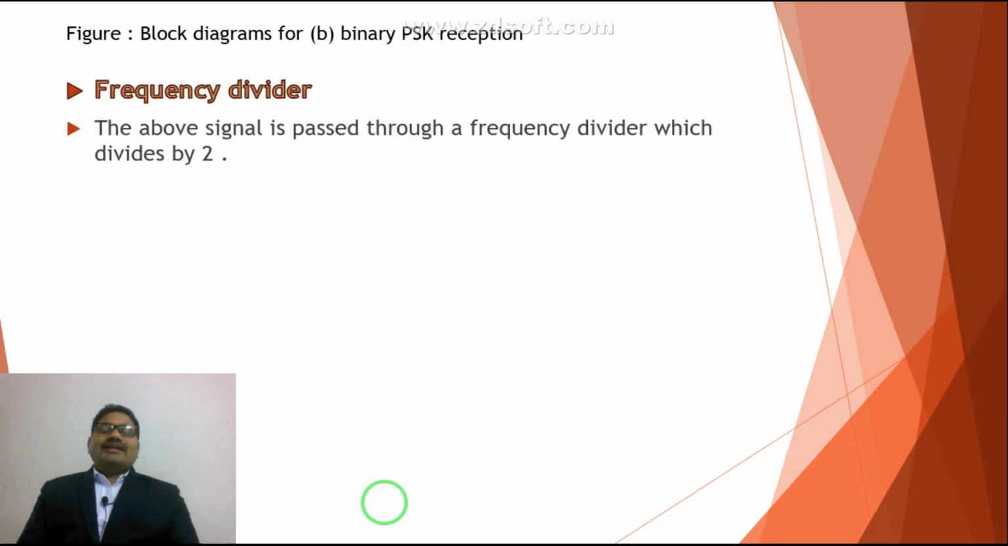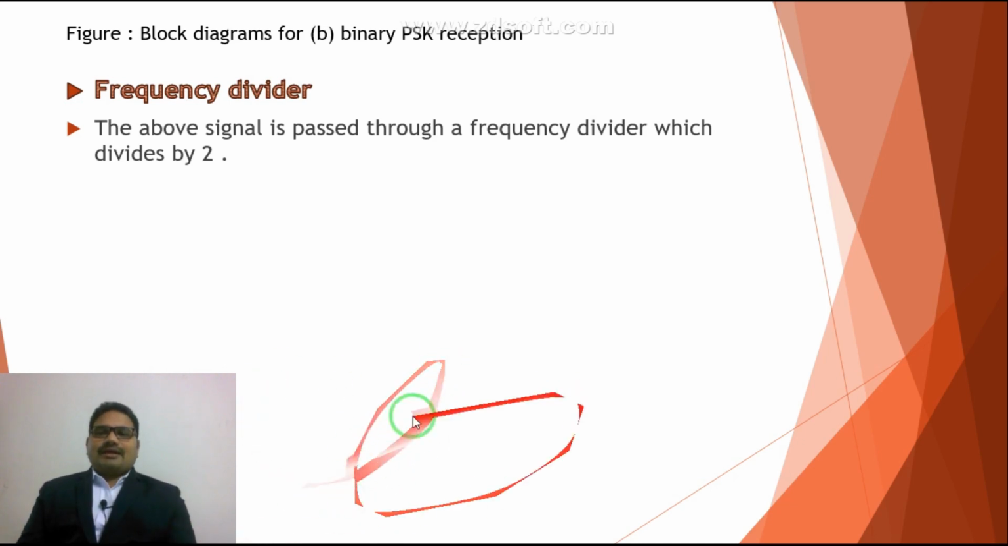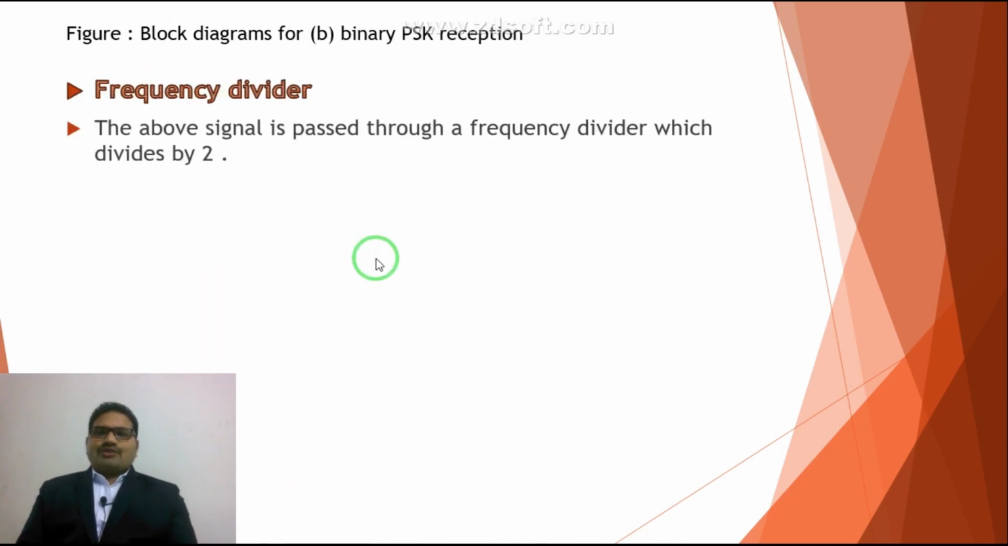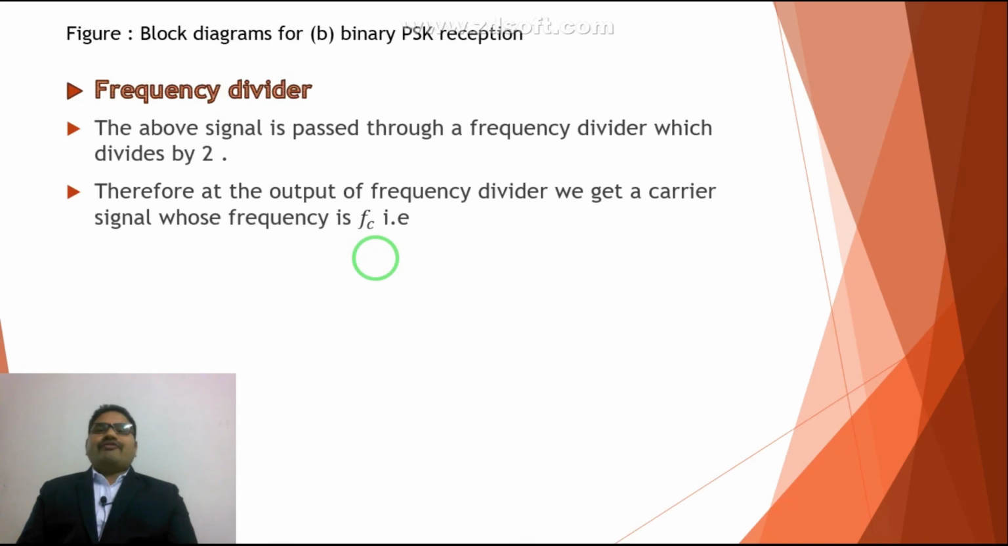Next, the output is given to the frequency divider input. The bandpass filter output is given to the frequency divider. Why frequency divider? In order to divide this by 2. So that's why at the output of the frequency divider, we get a carrier signal whose frequency is fc, because the bandpass filter output has a carrier frequency around 2fc. So the frequency divider is going to divide by 2, so we are going to get the frequency at fc only.